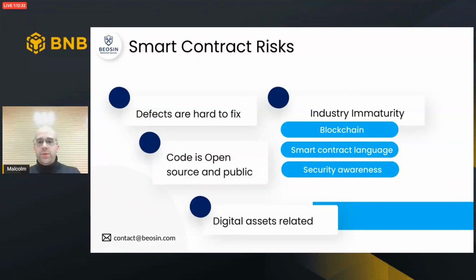It is also related to digital assets. Smart contracts are used to store and move digital assets with a monetary value, and that value can be quite significant, especially in decentralized finance. Security issues in smart contracts can lead to big financial losses, both for the deployer of the contract and for the application users.